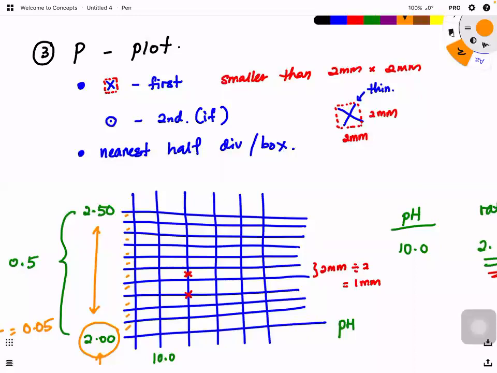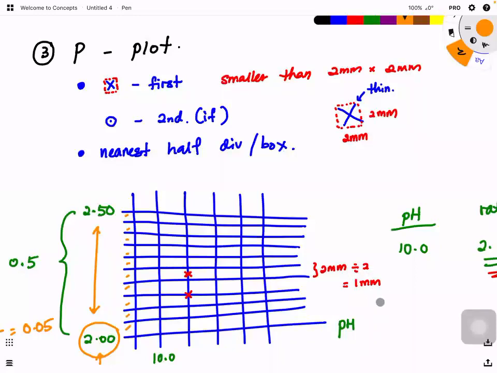First thing, when you talk about the plot, either you use a cross or a dot and circle. You use a cross for the first line. If you've got a second line, then you have to use a dot and circle. The cross must be thin, as I said, and the dimension must be less than 2 mm by 2 mm. When you plot, you have to plot to the nearest half box or half division. So you either plot it as full or half.